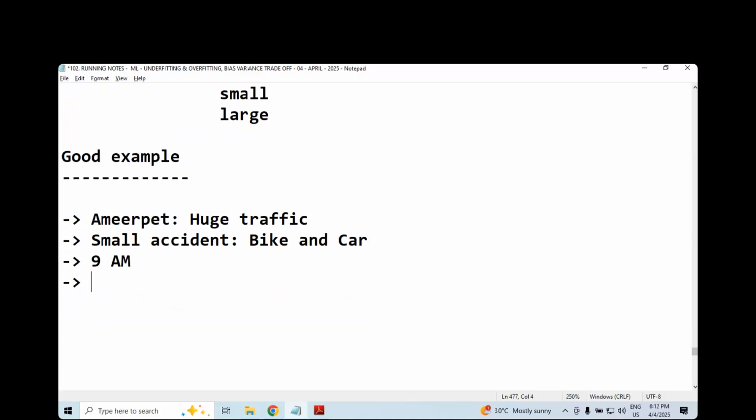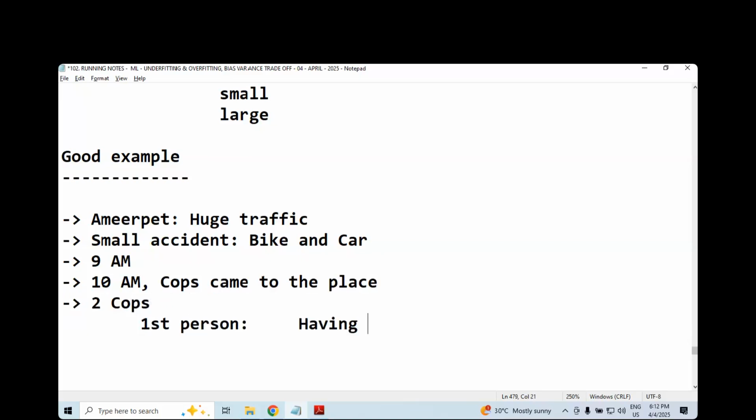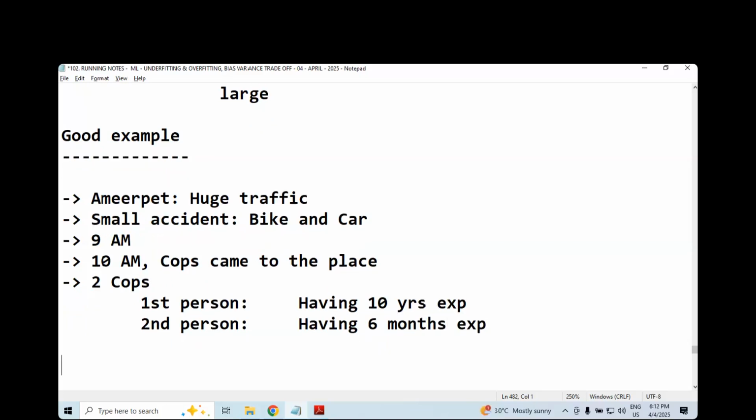After 9 a.m., around 10 a.m., the police came after their breakfast. They came to the place. 10 a.m., cops came, sir. Two cops came. The first person having 10 years of experience. The second person having 6 months experience. Come on, understand this scenario.